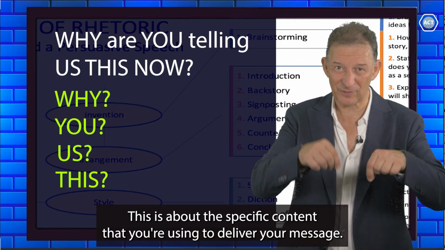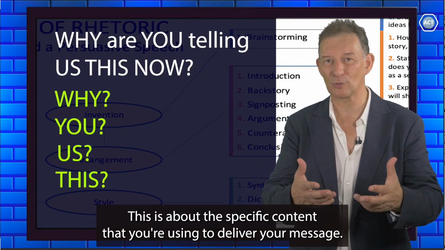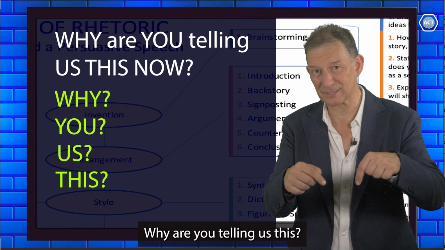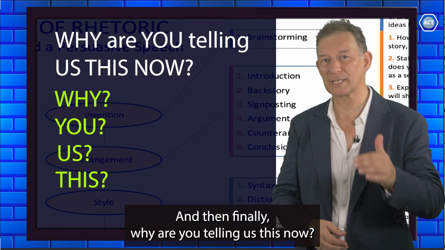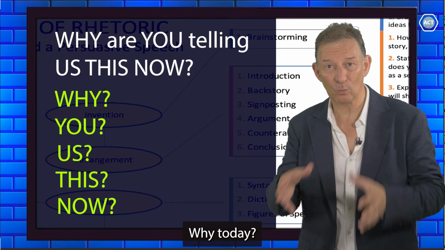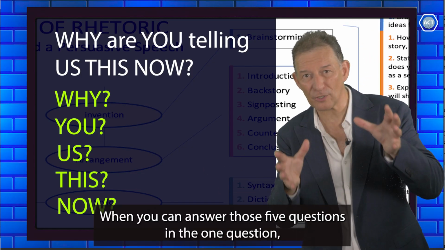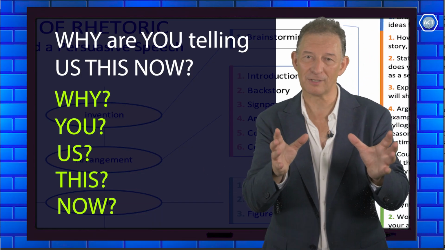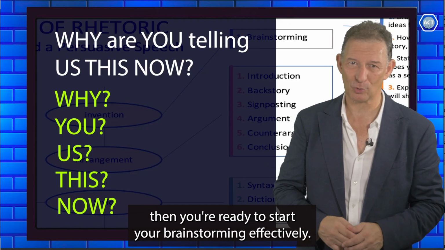Why are you telling us this? This is about the specific content that you're using to deliver your message. And then finally, why are you telling us this now? Why now? Why not yesterday? Why not tomorrow? Why today? When you can answer those five questions in the one question, then you're ready to start your brainstorming effectively.